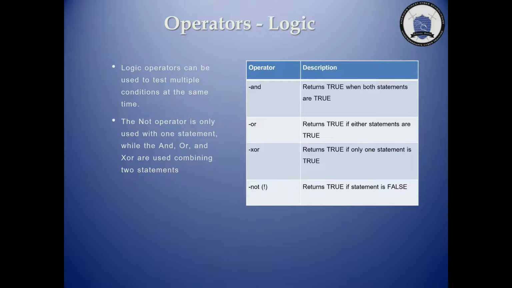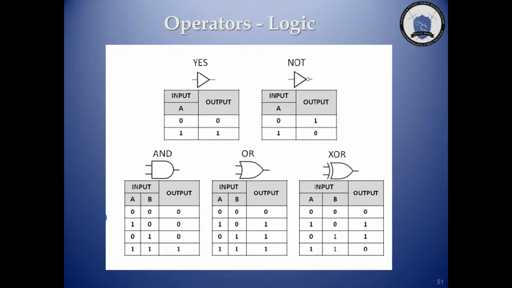All right, so we'll go ahead and give an example. But before we do that, I want to go ahead and show you the logical operators. Now again, this is our NOT. So again, if it's false, it would output true. If it's true, which is 1, it would output false.